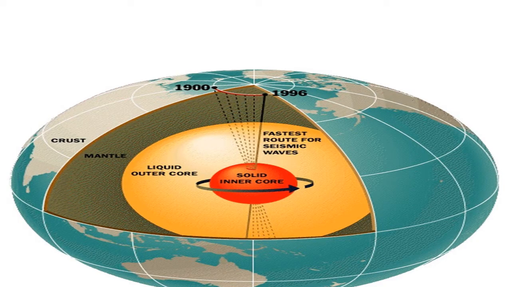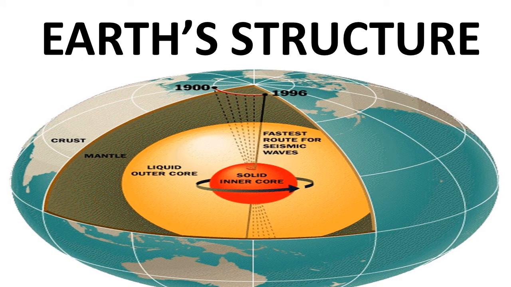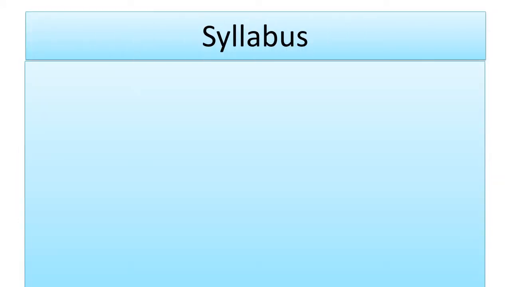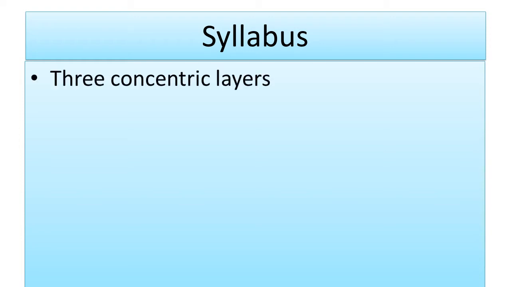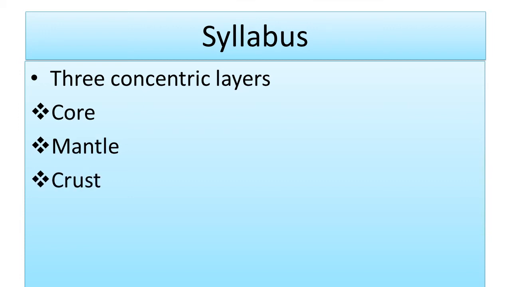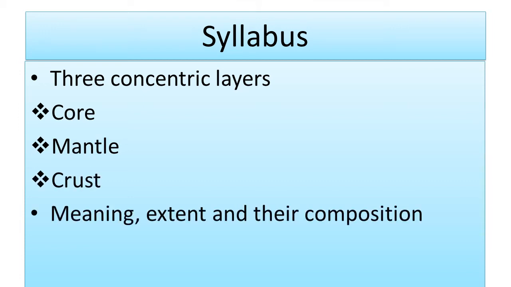So in this chapter, we shall discuss the remaining part of the fourth chapter, Earth structure. In the last class, we had discussed the structure of the Earth, chemical composition and internal composition. In this session, we shall discuss the three concentric layers, that is core, mantle, crust, and their meaning, extent and composition. So let's start with crust.